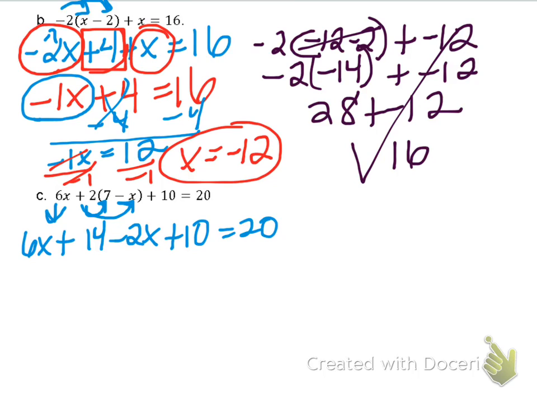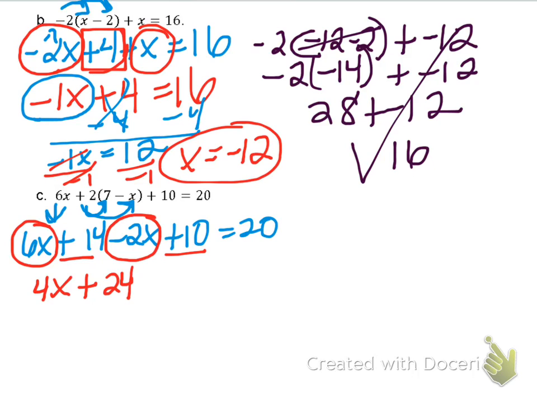Now we want to combine like terms. So we have a 6x and a negative 2x. So that would be 6 minus 2, which is 4x. And then we have 14 and 10, which is positive 24, equals 20.